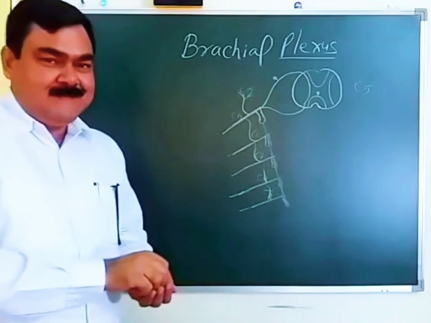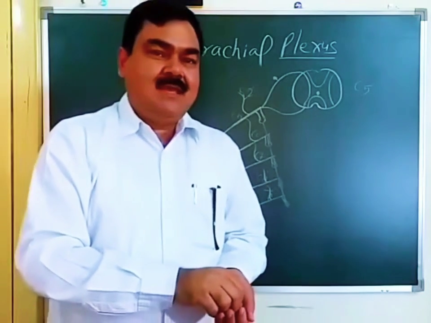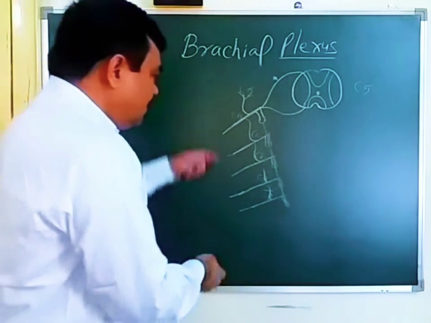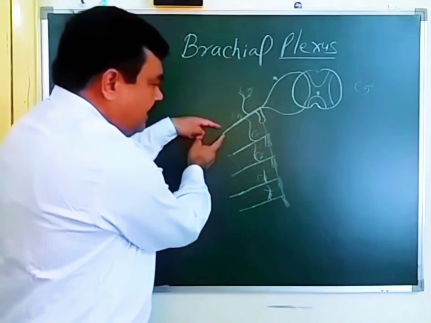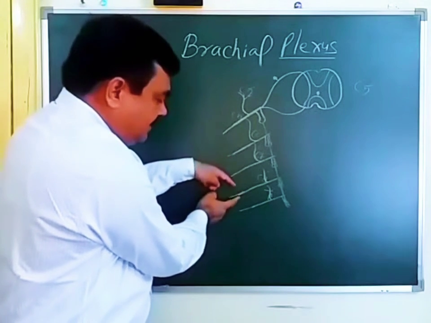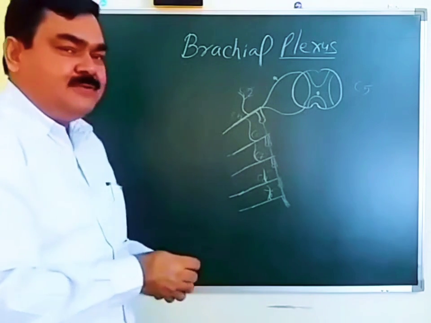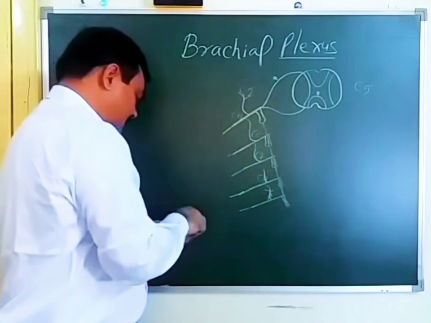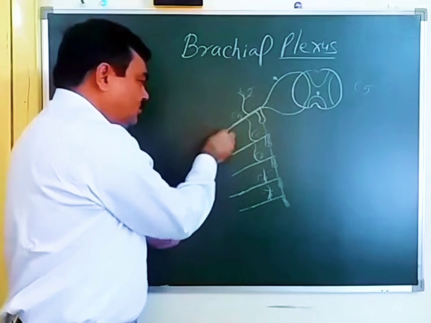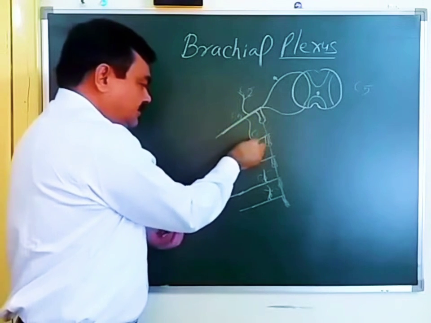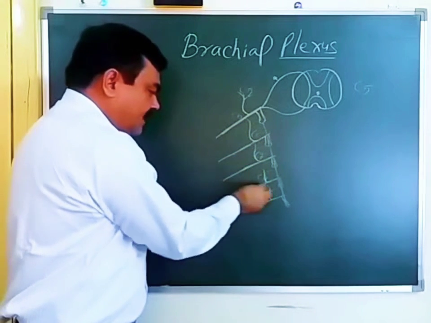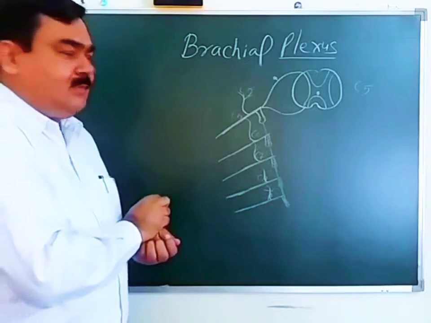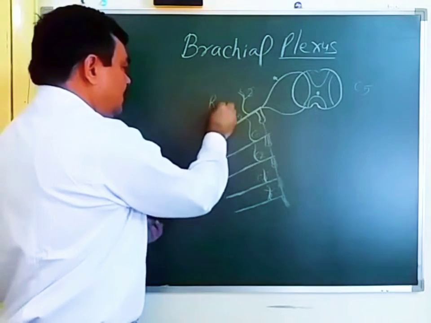Now the brachial plexus. The brachial plexus has four parts. It has a root. So the ventral rami of C5, C6, C7, C8 and T1 form the root. This part is the root. From here to here, this ventral ramus forms the root of the brachial plexus.